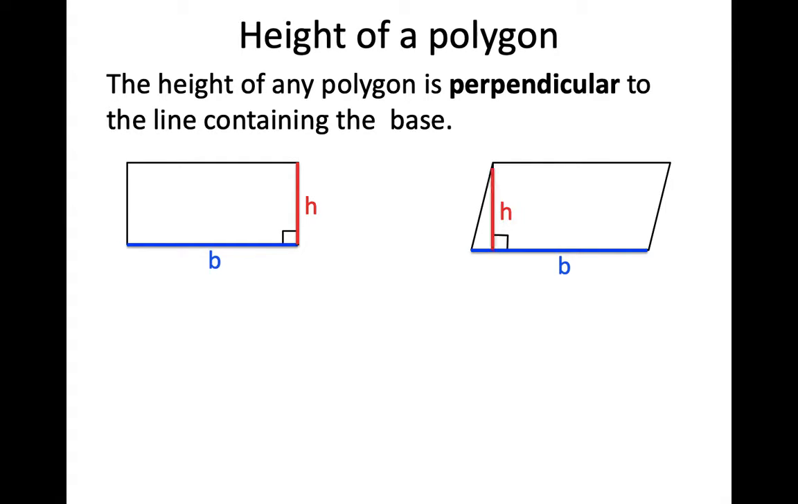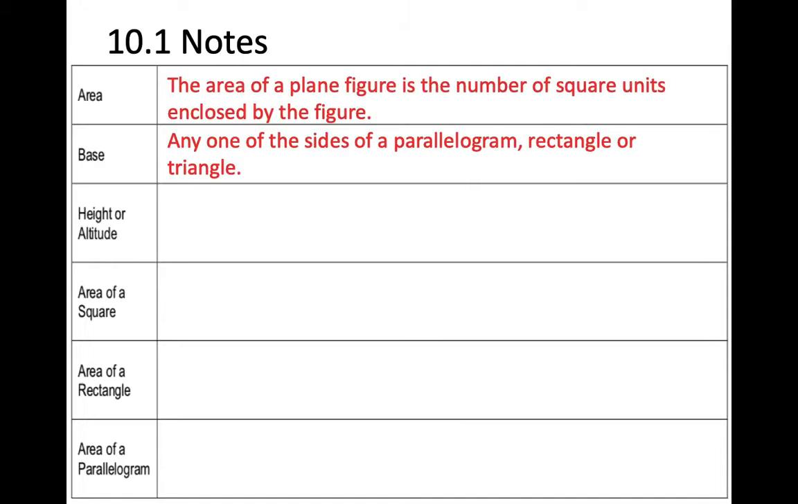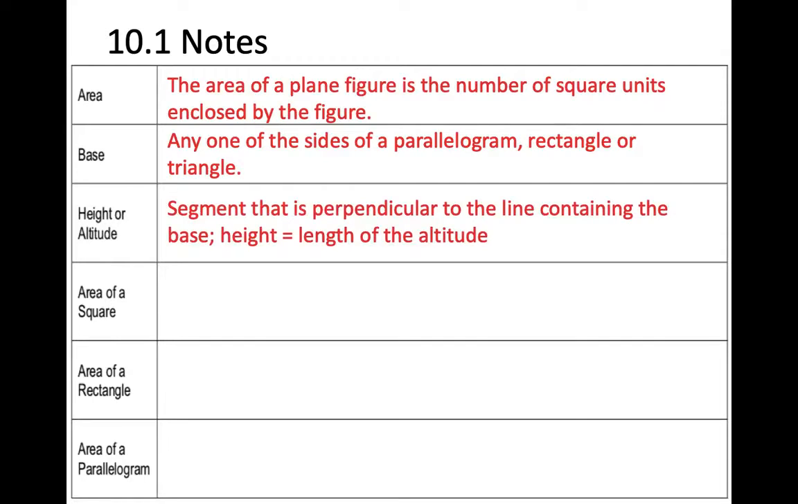And sometimes the height can actually be outside of a polygon. So for example, in this triangle right here, this is my base, and if I extend the line that contains the base out, I see that this line right here that's red is perpendicular to that line containing the base, and so that line there is the height of my polygon. Now we know that height is a segment that is perpendicular to the line containing the base. The height equals the length of the altitude.